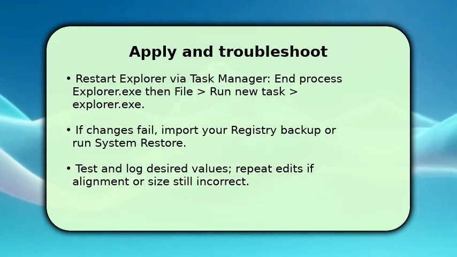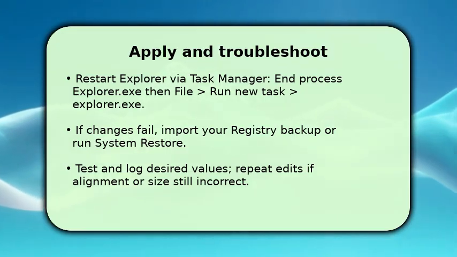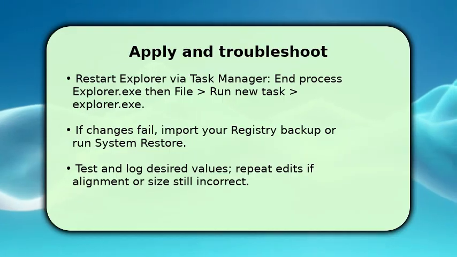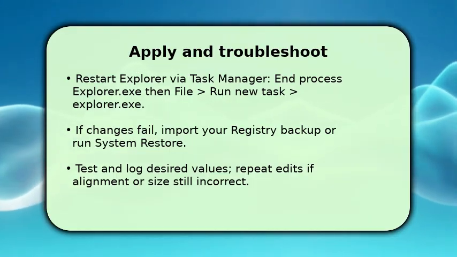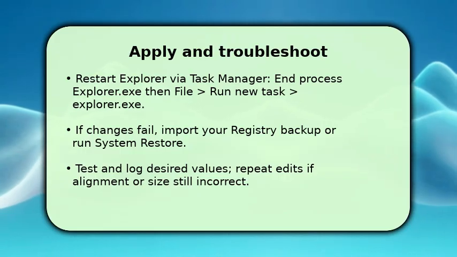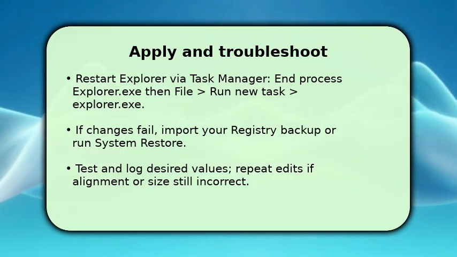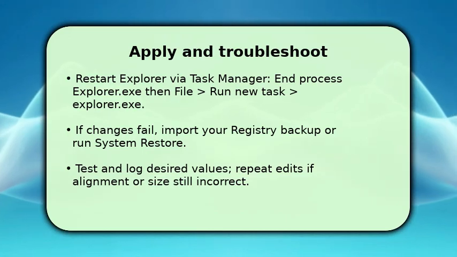If it didn't update, import your exported registry backup and try again, or use System Restore if necessary. Make sure you recorded each value you changed so you can revert. If things go wrong, restore the exported reg file. That's the fastest recovery.